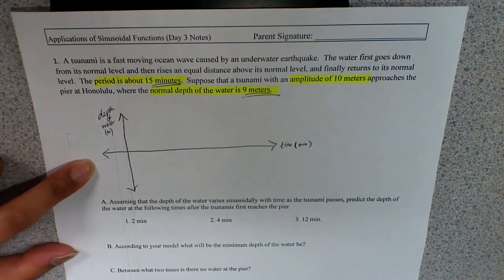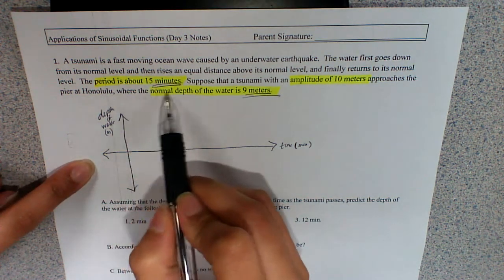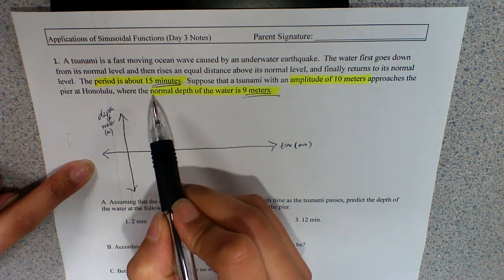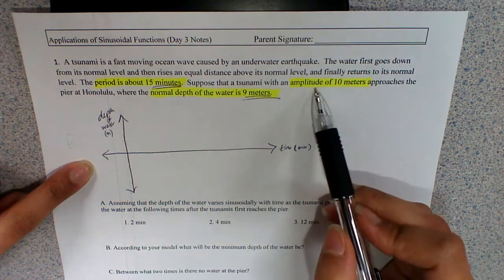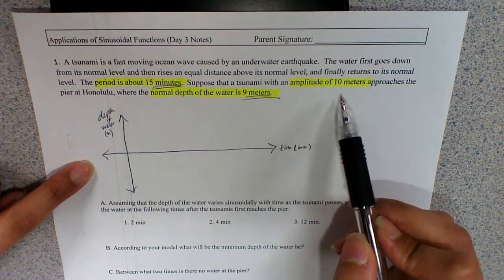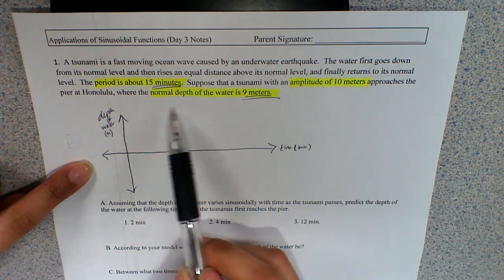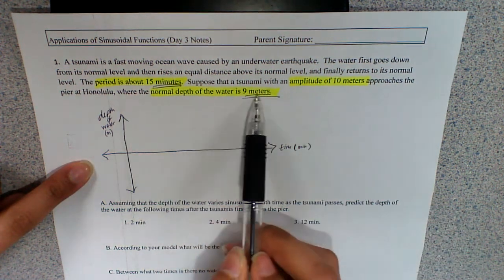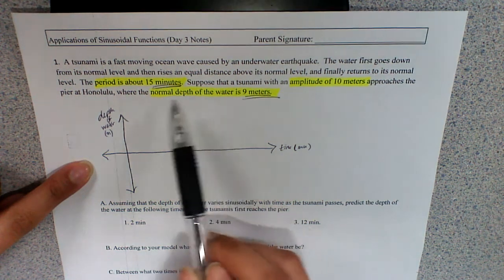Alright, so now let's find what we can actually put on there. The period I can't really plot. That tells me where my second or third points will be, but I need to find my first point. So let's keep looking. Amplitude, again, won't help me right now. It will in a minute or two when we have a first point. But if I keep reading, it tells me that the normal depth of the water is 9 meters. Okay, so that's something I can work with right now.